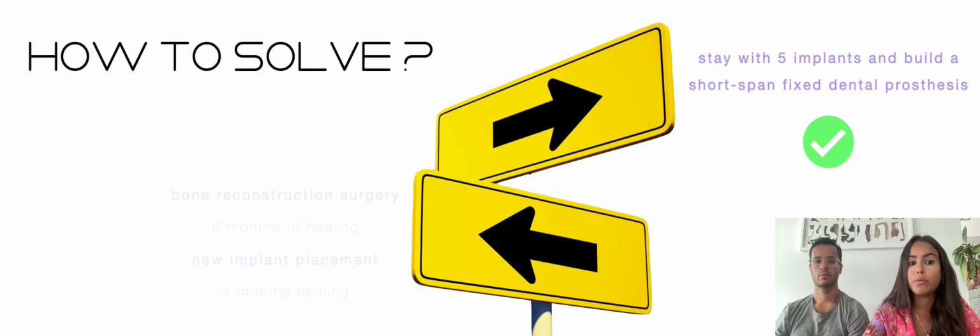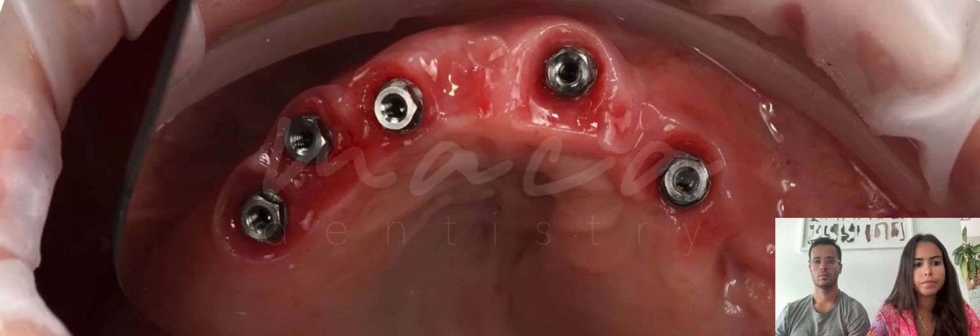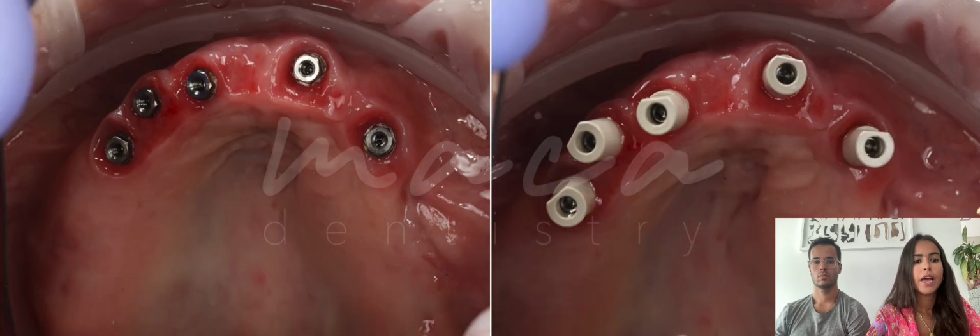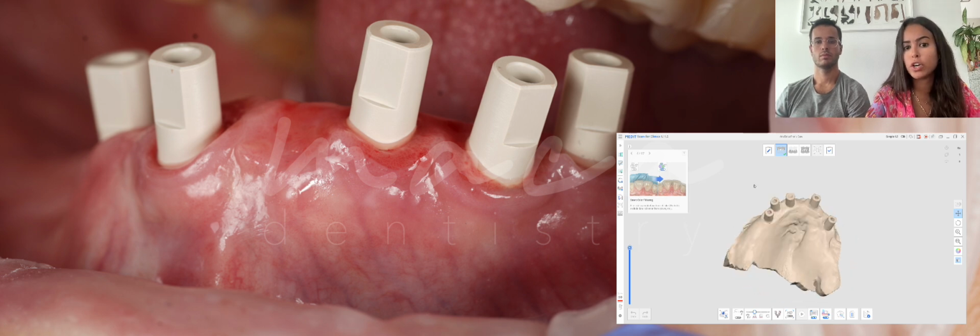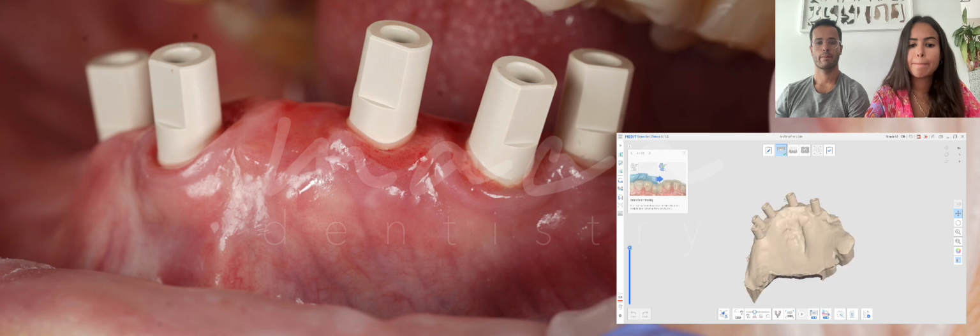Following the information we gave to the patient, she decided to go ahead with a short-span fixed dental prosthesis. Here, an occlusal view of our OMNI abutments ready for final impressions. Again, in this case, we followed a complete digital workflow, so in order to perform our digital impression, we attached the scan bodies to the OMNIs. Here, another picture of the scan bodies and also a video that shows our final impression.